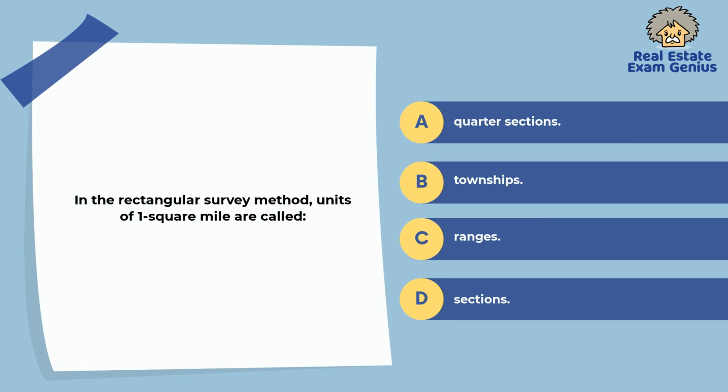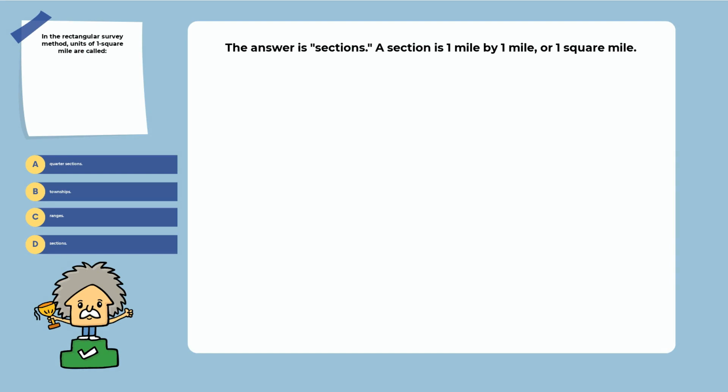79. In the rectangular survey method, units of 1 square mile are called quarter sections, townships, ranges, sections. Explanation: the answer is sections. The section is 1 mile by 1 mile or 1 square mile.